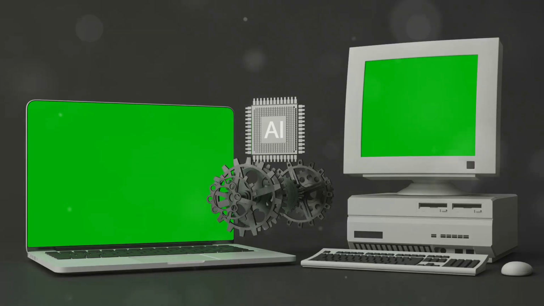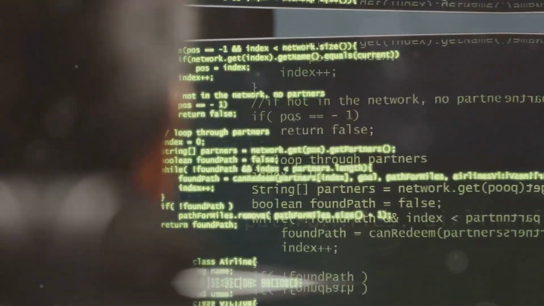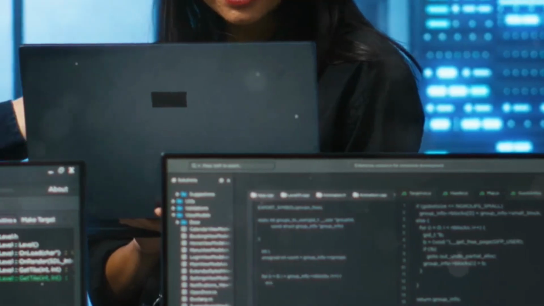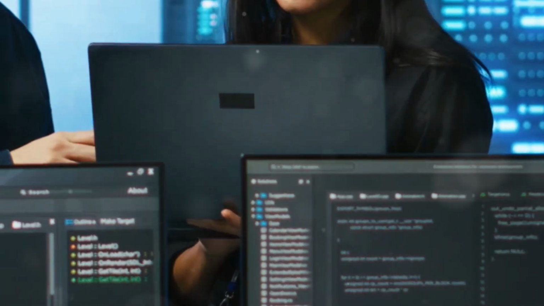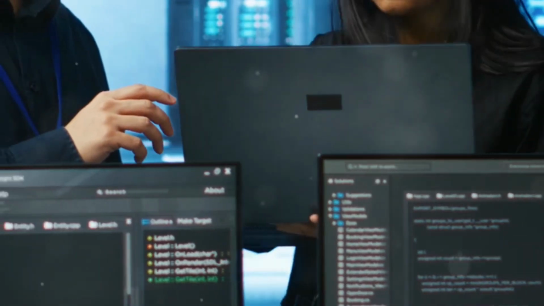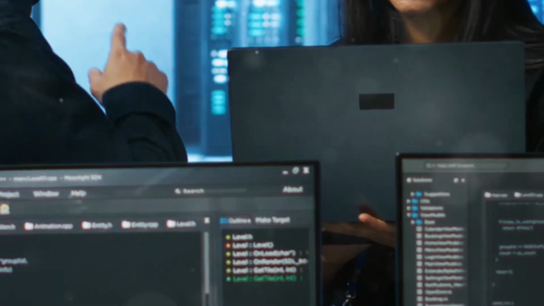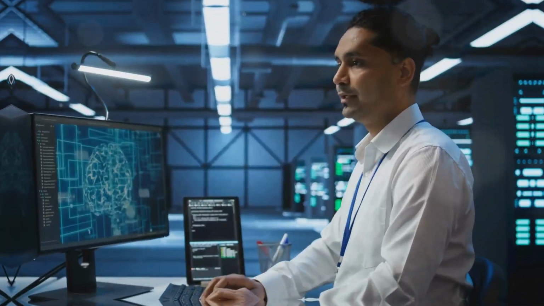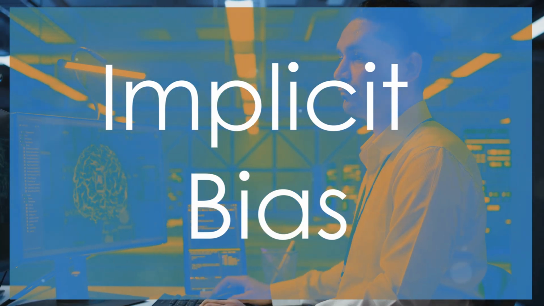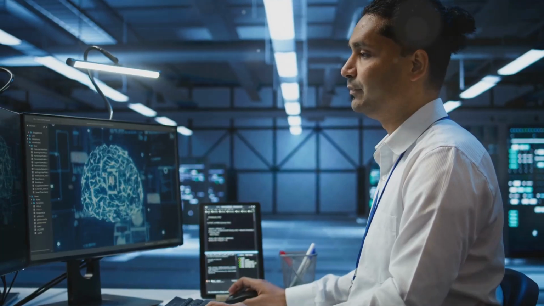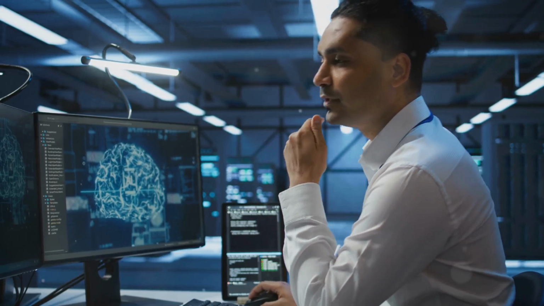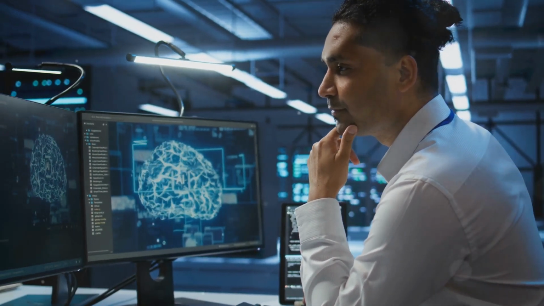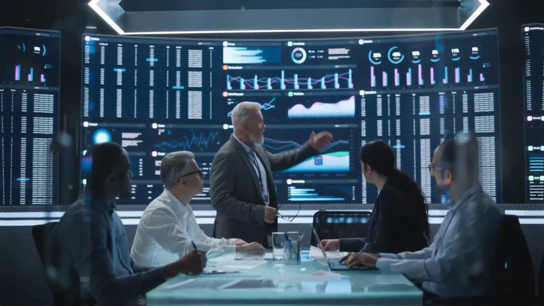Now let's explore the different types of AI bias. Explicit bias happens when biased views are deliberately programmed into an AI system. This is less common, but can occur in systems where the input data reflects overt prejudices. Implicit bias is subtler and often unintentional. It arises from unrecognized or unacknowledged prejudices in the data or the way algorithms are structured.